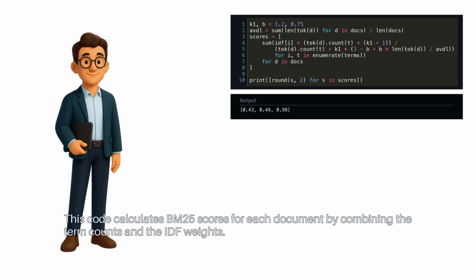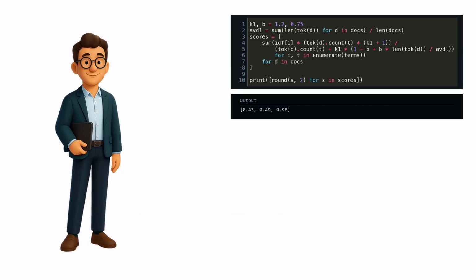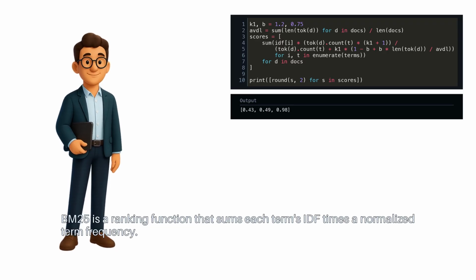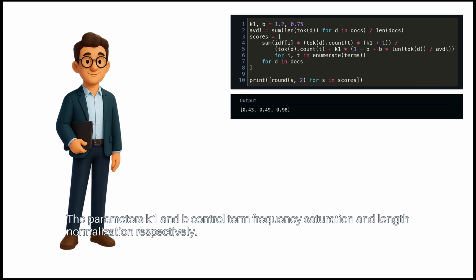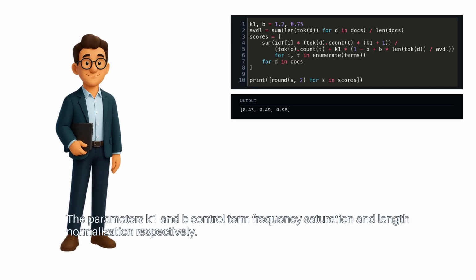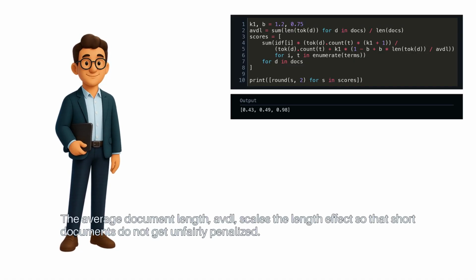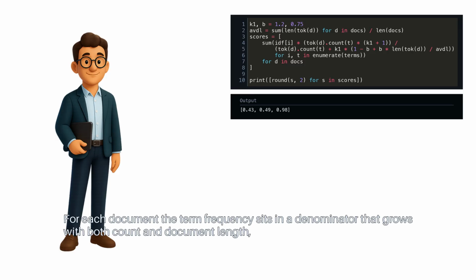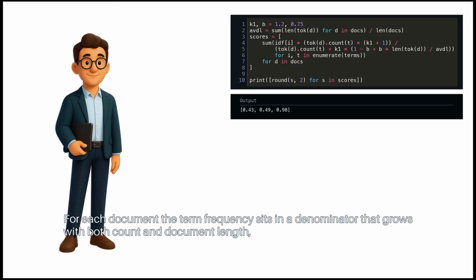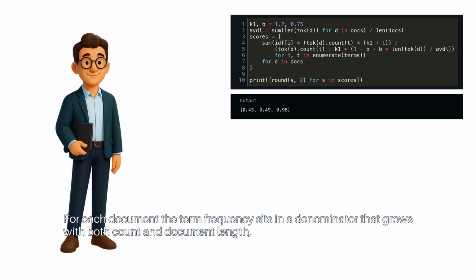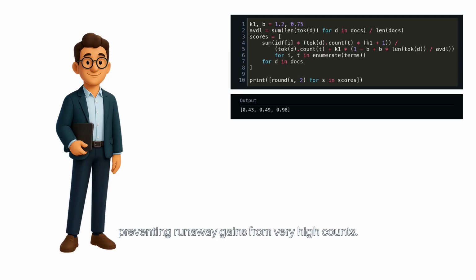This code calculates BM25 scores for each document by combining the term counts and the IDF weights. BM25 is a ranking function that sums each term's IDF times a normalized term frequency. The parameters K1 and B control term frequency saturation and length normalization, respectively. The average document length, AVDL, scales the length effect so that short documents do not get unfairly penalized. For each document, the term frequency sits in a denominator that grows with both count and document length, preventing runaway gains from very high counts.